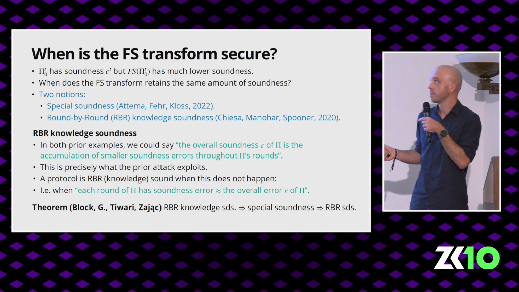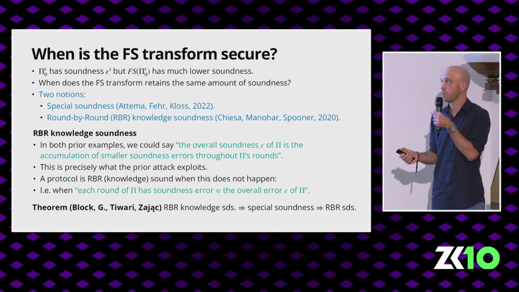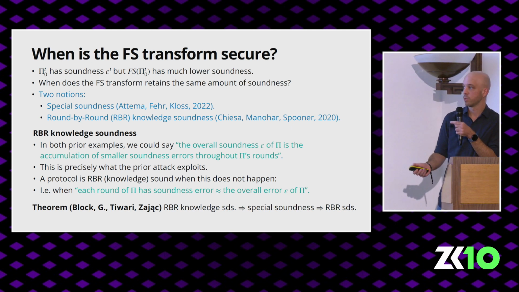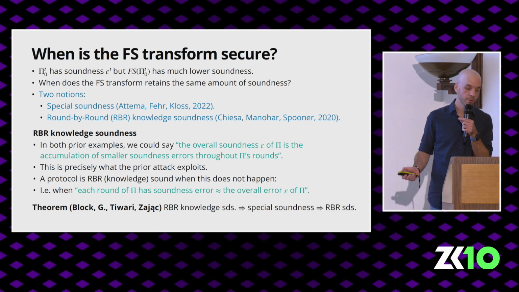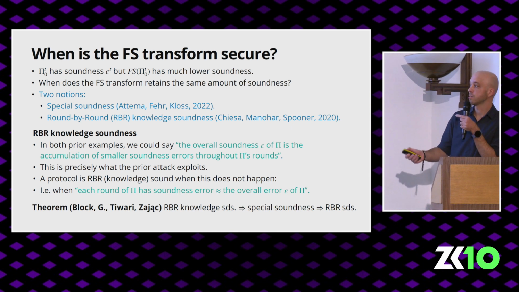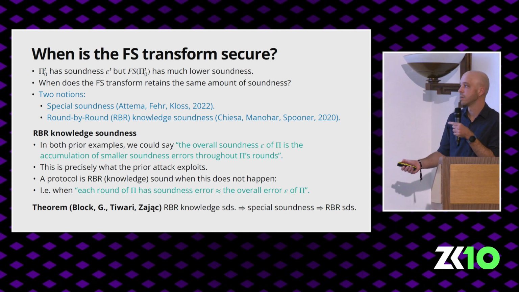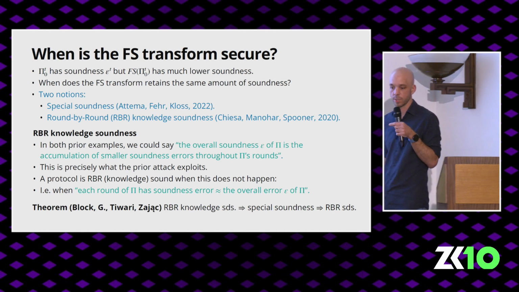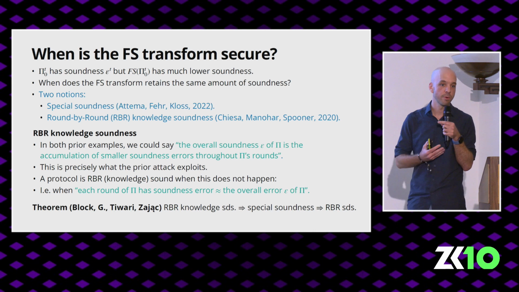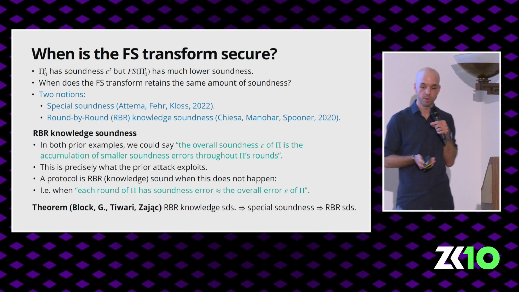And if you are wondering what's the relation between special soundness and round-by-round soundness, in a recent paper we put on preprint, we prove these relations. So round-by-round knowledge soundness is the strongest. It implies special soundness, which in turn implies round-by-round soundness. And we also showed that special soundness does not imply round-by-round knowledge soundness, so it's strictly stronger.